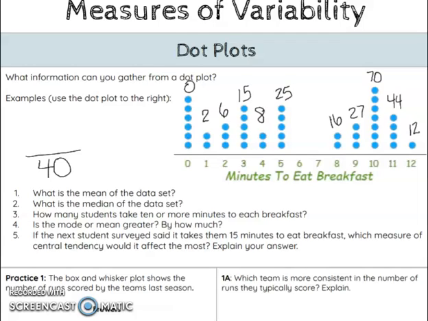Then I would add up all of those numbers, and I would get 225 minutes, divide that by 40, and I get 5.625. So on average, it takes those kids in homeroom about 5 minutes to eat breakfast.